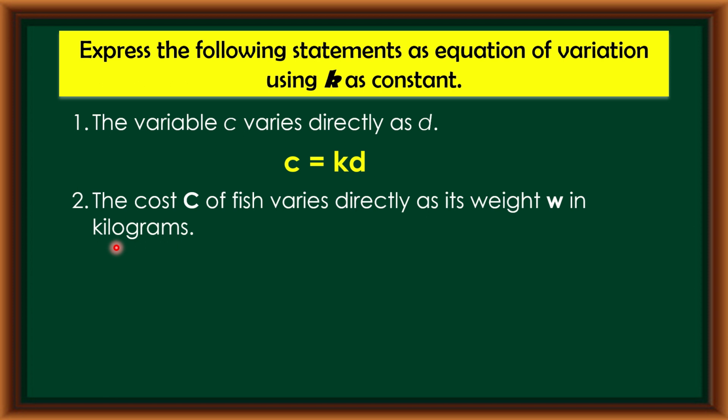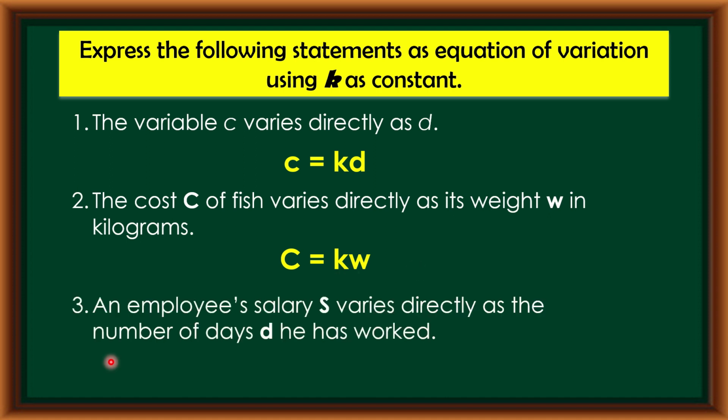So let us have another example. Number 2, the cost C of fish varies directly as its weight W in kilograms. So the equation for this statement will be C is equal to k times W, in which C is the first variable given in our statement and W is the second variable. C will be written at the left side of the equal sign and W should be at the right side together with the constant term. Let us have the third one.